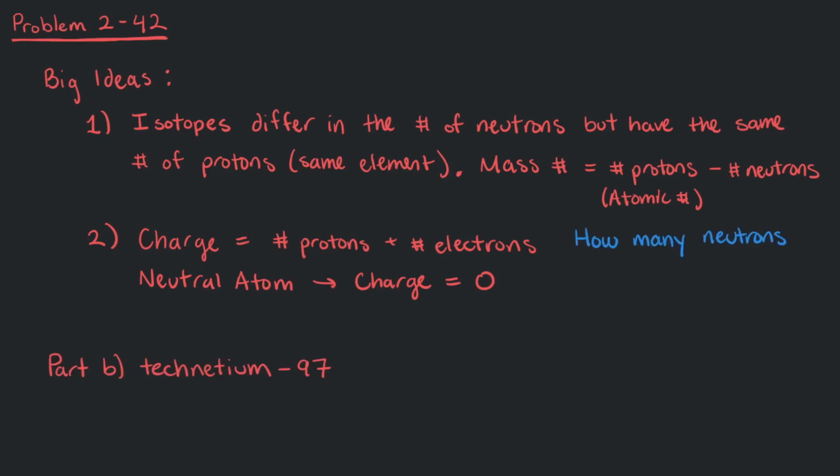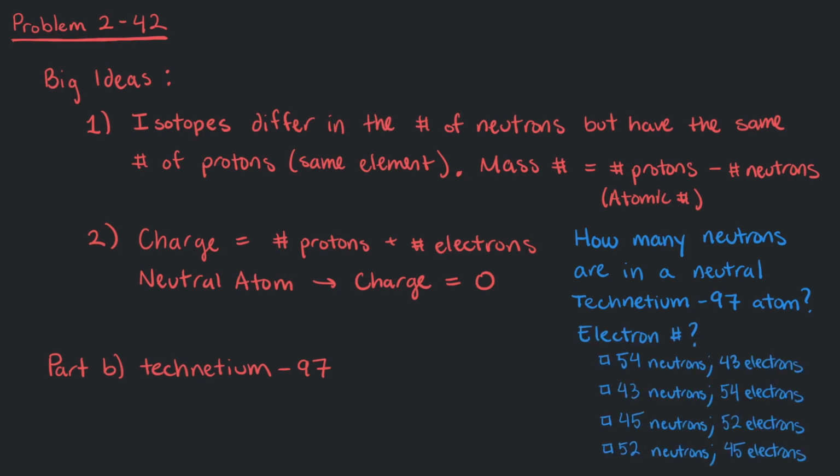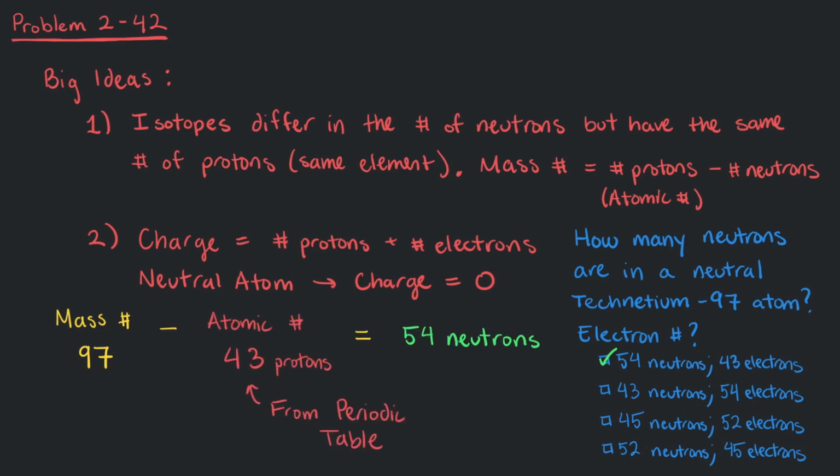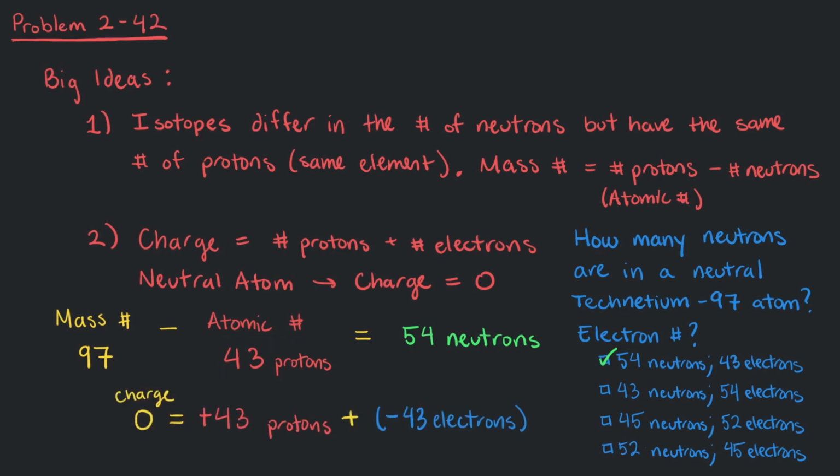How many neutrons are in a neutral technetium-97 atom? Electrons? Yes, it is 54 neutrons because a mass number, 97, minus the atomic number, 43, is 54 neutrons. Since there are 43 protons, there must be 43 electrons to balance the charge for a neutral atom.